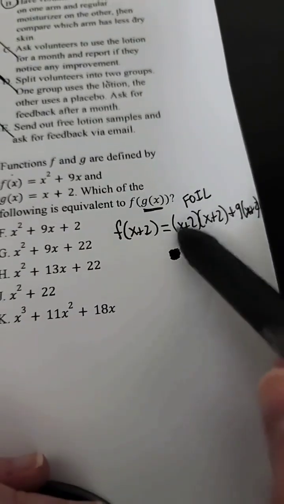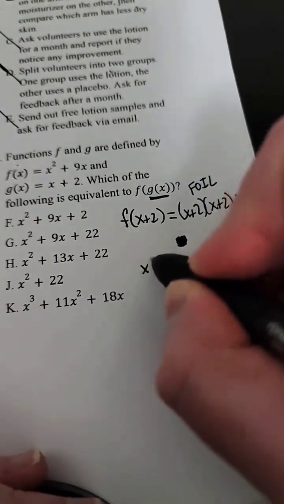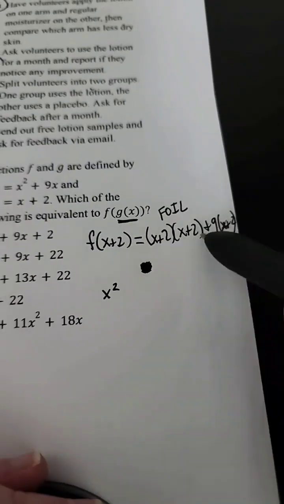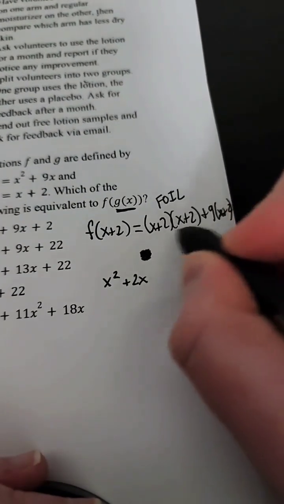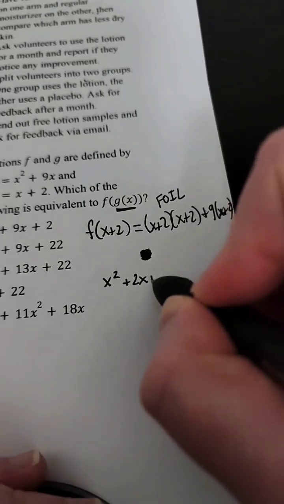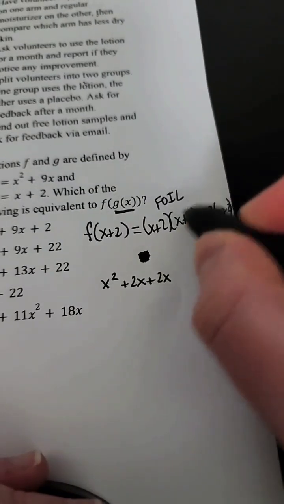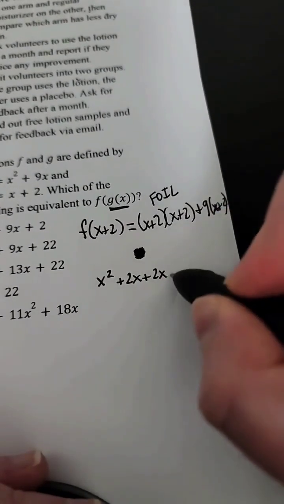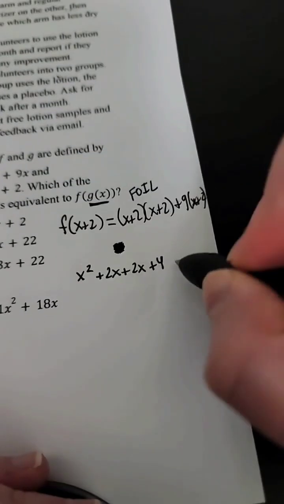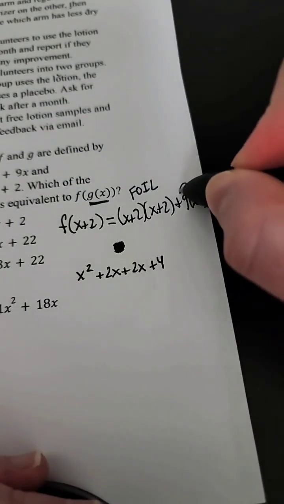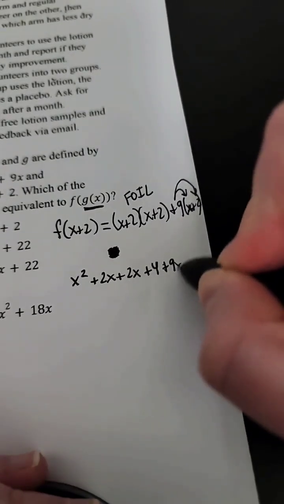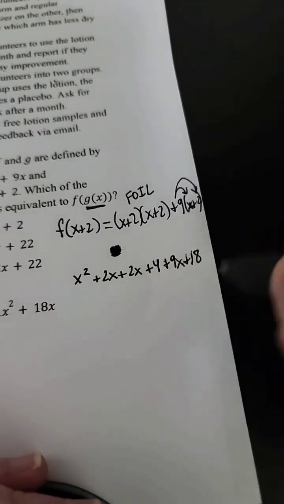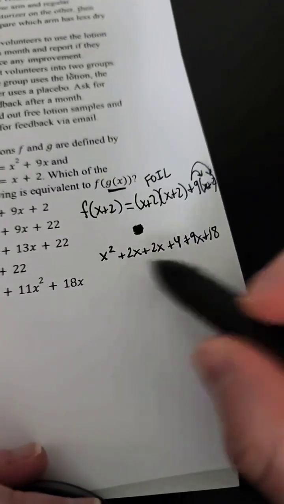One second. Okay. So F stands for we have to multiply the first things together, x times x, so that's x squared. And then O stands for I have to multiply the outside things, so 2 times x is 2x. I stands for I have to multiply the inside things, so 2 times x, again, on the inside though. And then L stands for I have to multiply the last thing, so 2 times 2, which is just going to be 4. Now I have to do distributive property. I have to distribute or multiply the 9 times each of these terms in parentheses, so that's going to be plus 9x plus 18.